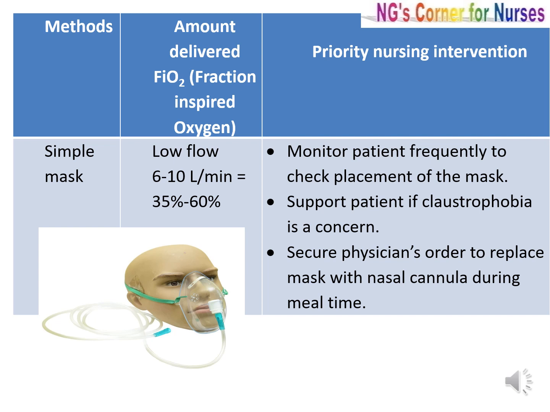Next is simple mask. Through simple mask, we can deliver 6 to 10 liters per minute, and the oxygen concentration is 35% to 60%. Priority nursing interventions are: monitor the patient frequently to check placement of the mask, support the patient if claustrophobia is a concern. What is claustrophobia? It is a phobia related to closed places. And then seek your physician's order to replace the mask with nasal cannula during mealtime.